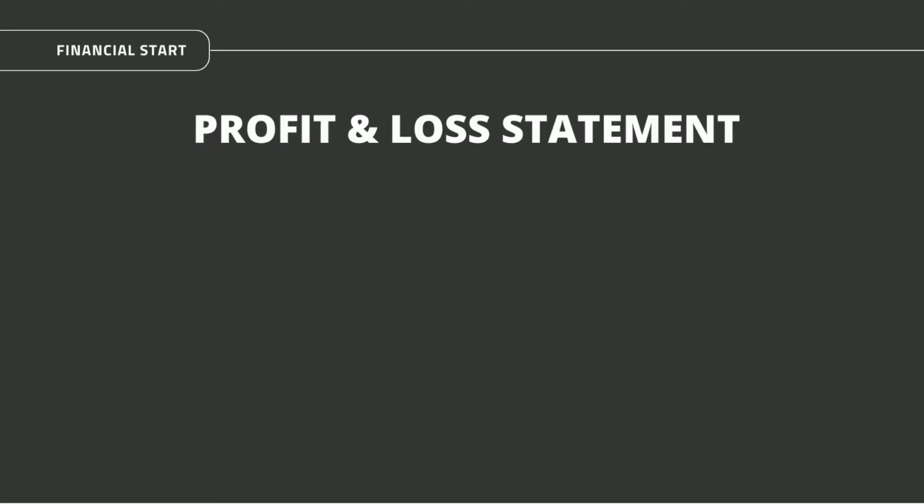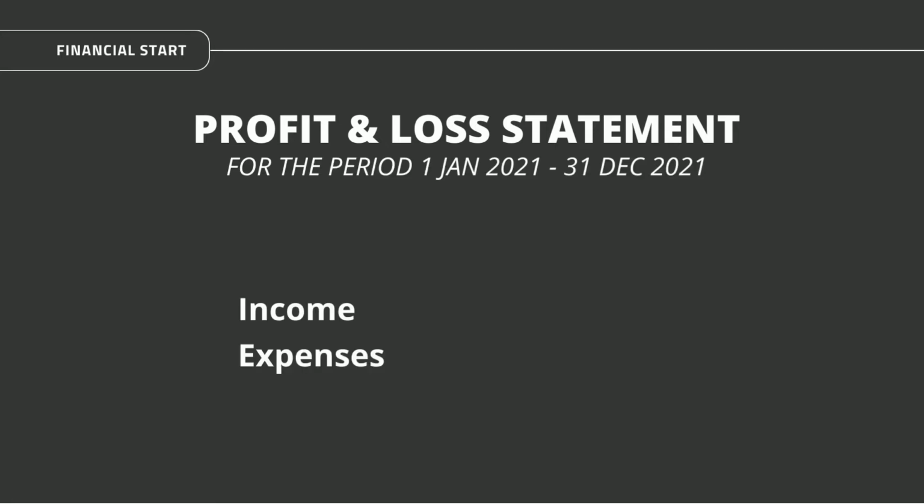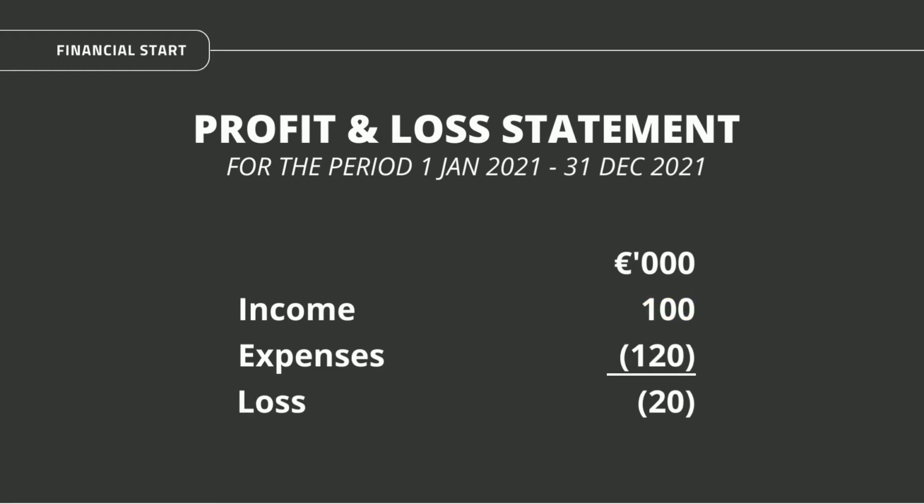In its most basic form, it is essentially a high-level summary of a business's sales less its expenses over a defined period of time. When we take our total sales in this time and subtract our total expenses, the result is either a profit, which means sales were greater than expenses, or a loss, meaning we spent more than we earned. And this is why it's called a profit and loss statement. It will show us whether a business has made profit or loss over a certain period of time.